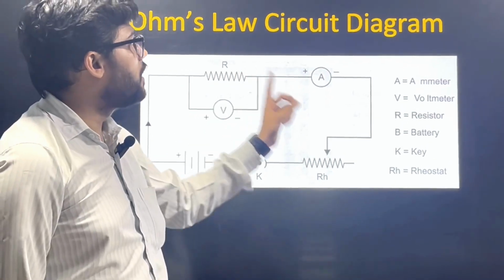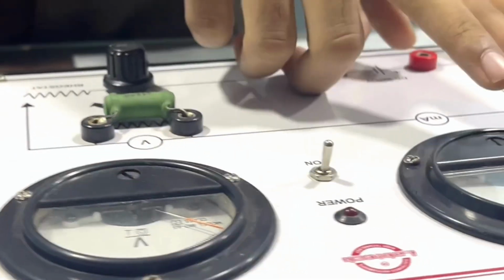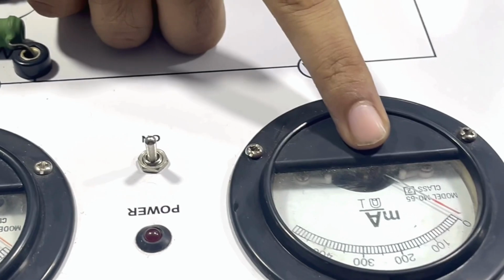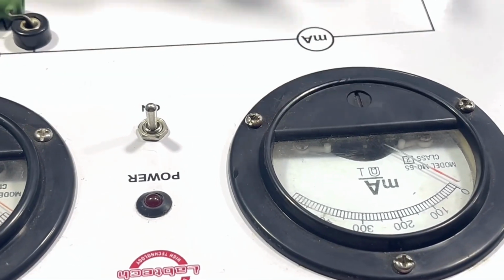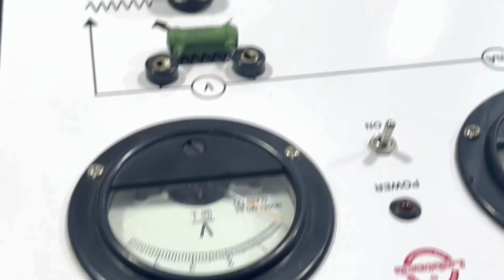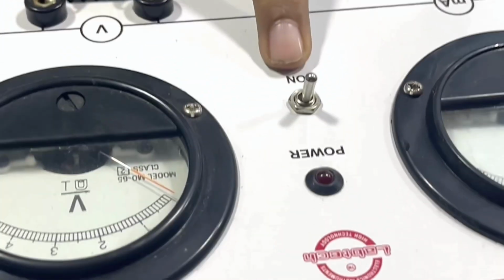Now we see this circuit diagram in Ohm's law apparatus. This is our Ohm's law apparatus. In Ohm's law apparatus, we have an ammeter. Ammeter is in milli, so we call it milliammeter. This is your voltmeter, which measures potential difference. This is your rheostat, which acts as a variable resistance. This is your power supply.